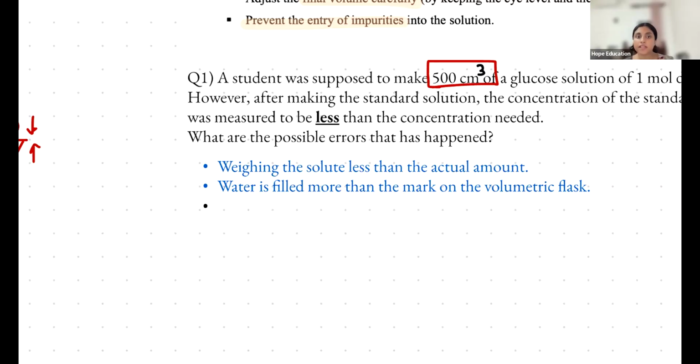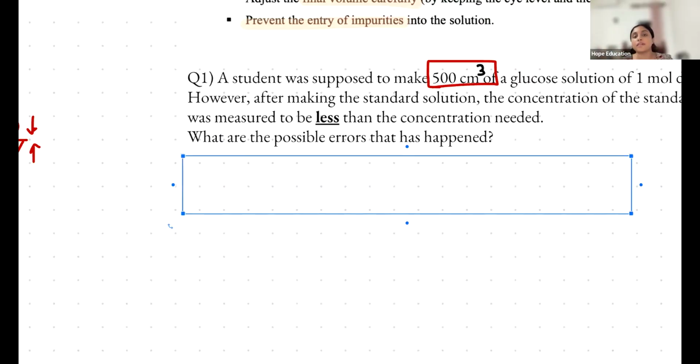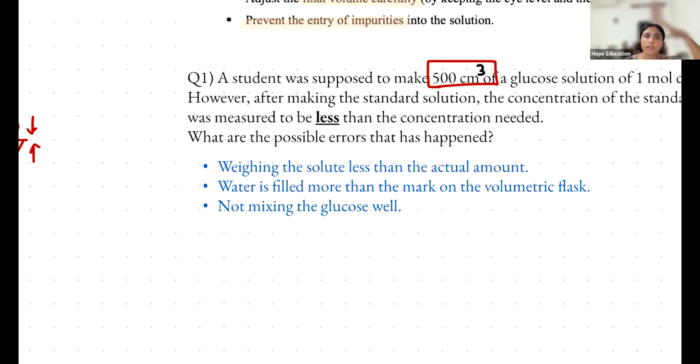Not mixing well, yeah, that's a good one. If you don't mix the solute well, the concentration will be recorded lower. Not mixing the solute well. Not mixing the glucose well. Then it shows a lower concentration.